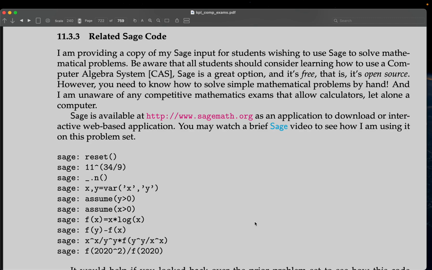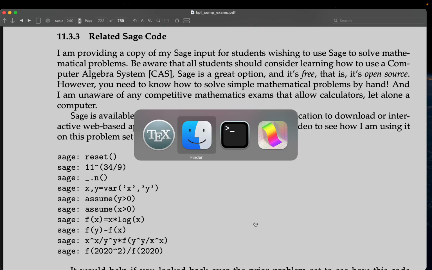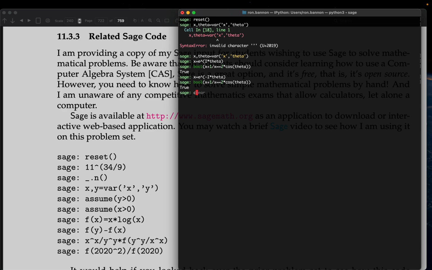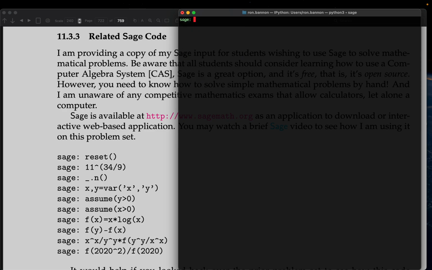Okay, we're on the Sage code again. I'm going to go back to the terminal. I'm going to clear the screen. It's from prior work, by the way. And I'm also going to reset Sage. And reset basically just gives you a clean slate, by the way.